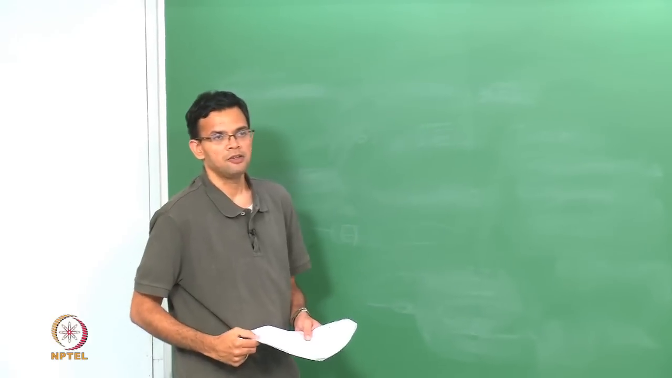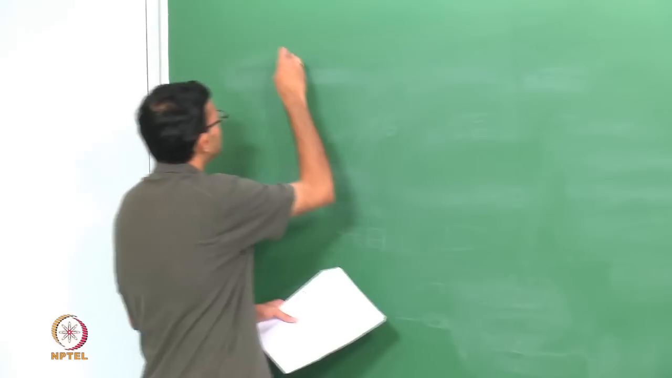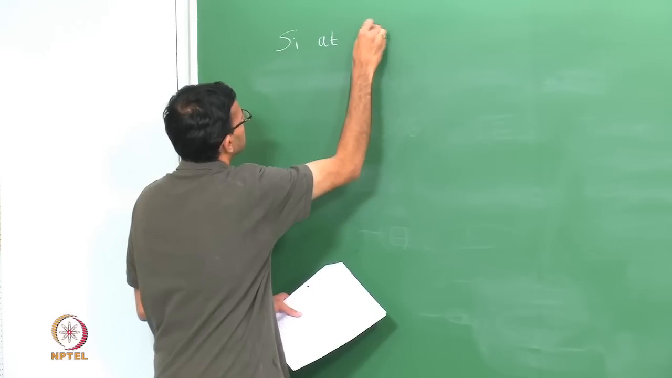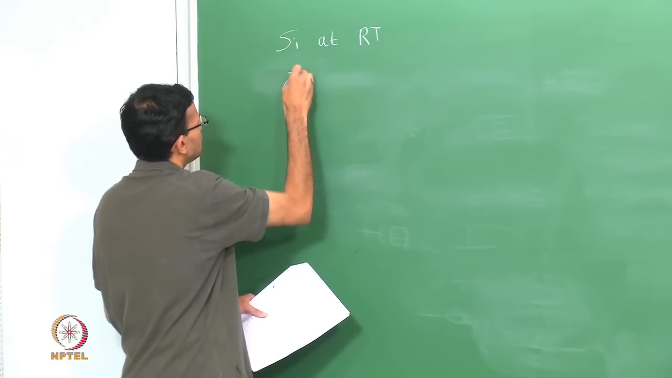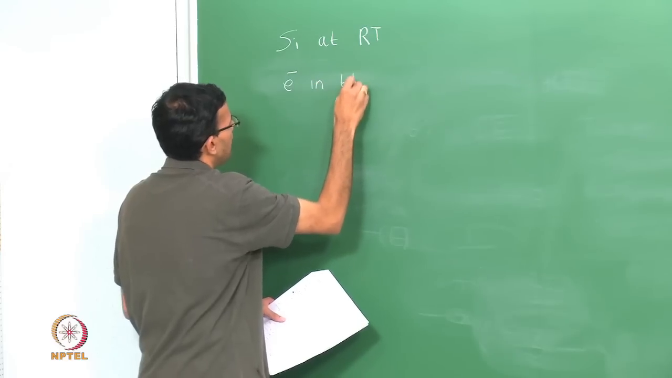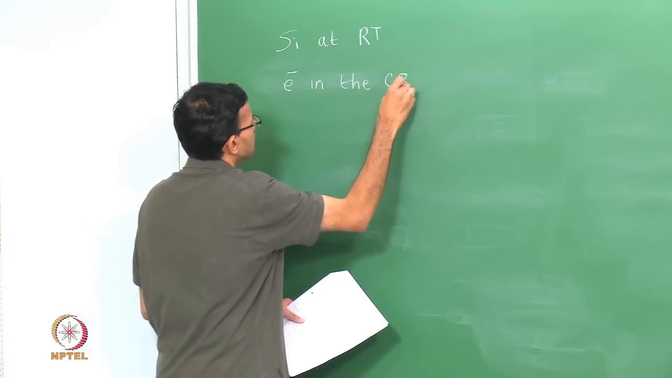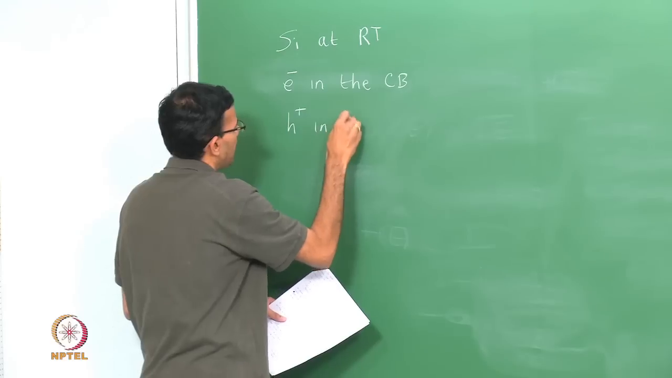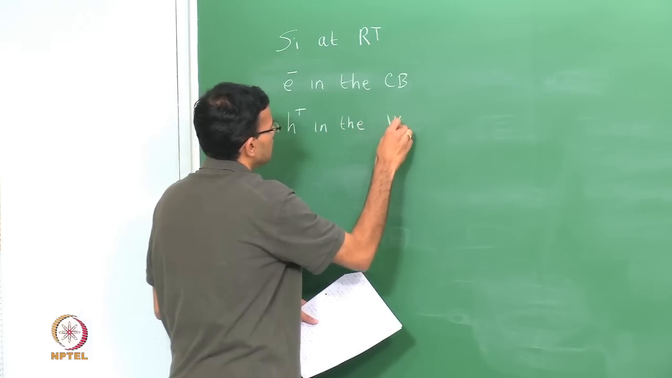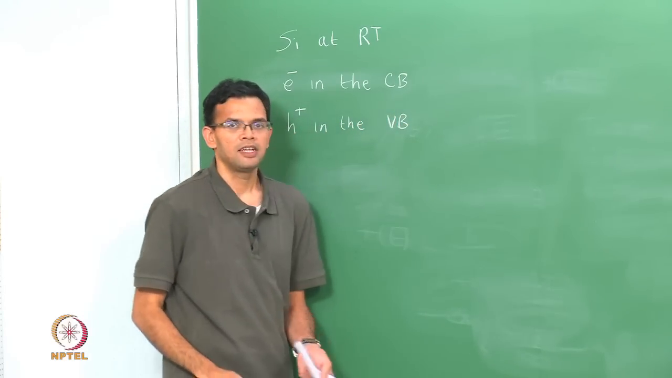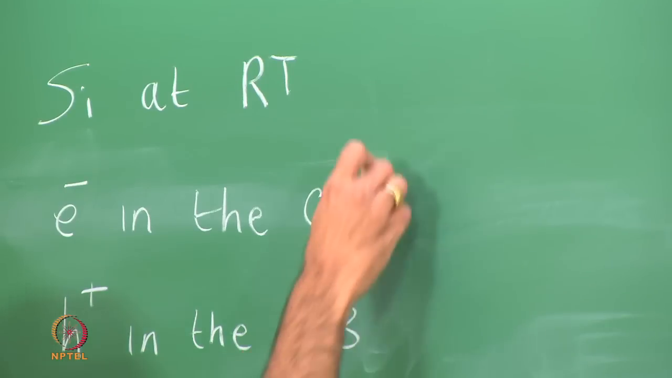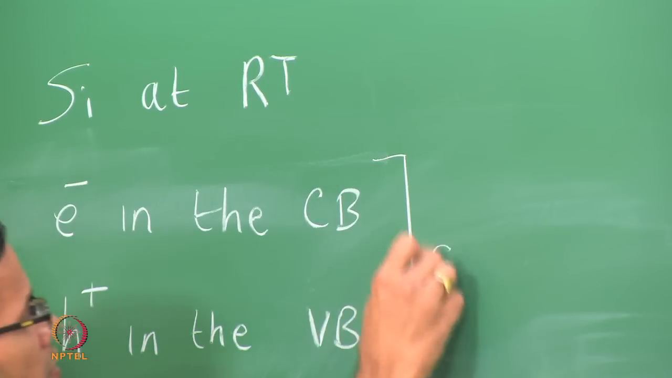So, coming back to silicon, here is the picture we have at room temperature. We have electrons in the conduction band, we have holes in the valence band, and these electrons and holes are said to be delocalized, that is, they can move through the solid.